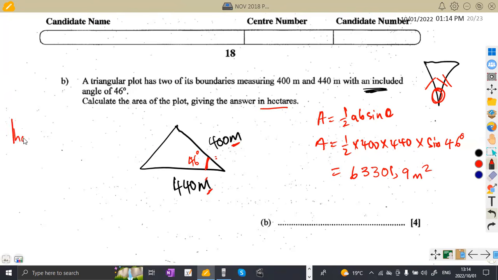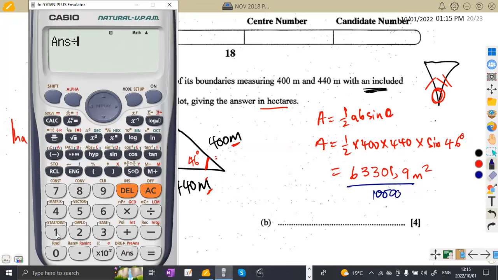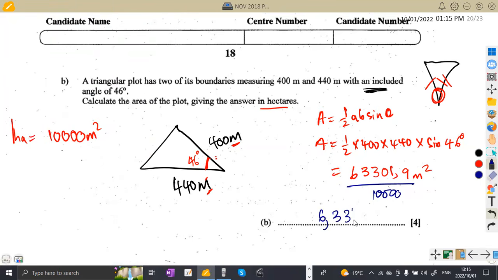Remember guys, in a hectare, we have got 10,000 square meters. What about this part? So you simply divide, because you're given this, so you divide by 10,000, and your answer is going to be in hectares. So if you divide this answer here by 10,000, it is going to be 6.33, something like that. All right, so this is going to be 6.33 hectares. So that is our answer for this one.